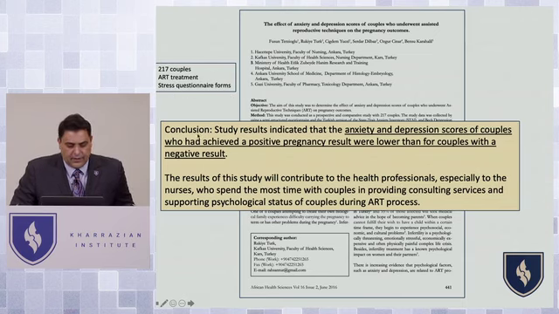Here's what they found. Study results indicated that anxiety and depression scores of couples who had achieved a positive pregnancy result were lower than for couples with a negative result. The results of this study will contribute to the health professionals, especially to the nurses who spend the most time with couples, in providing consulting services and supporting psychological status of couples during assisted reproductive technologies. So what they found in this study was if they had really attentive nurses and people to talk to, and they had some counseling of their infertility and how to deal with it, and it's okay, they're able to talk about it, their outcomes were much better.